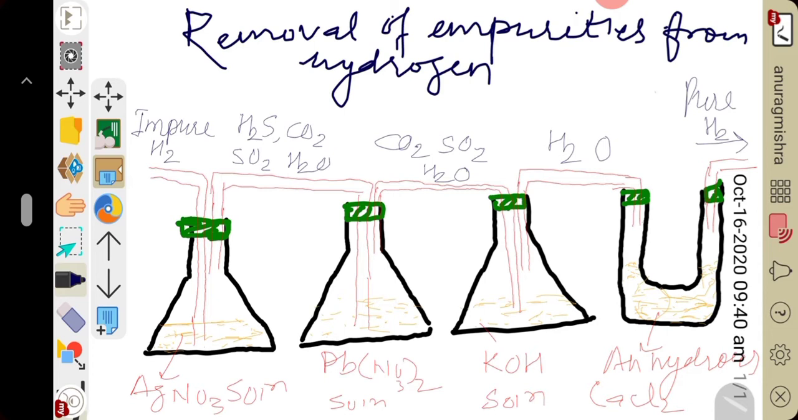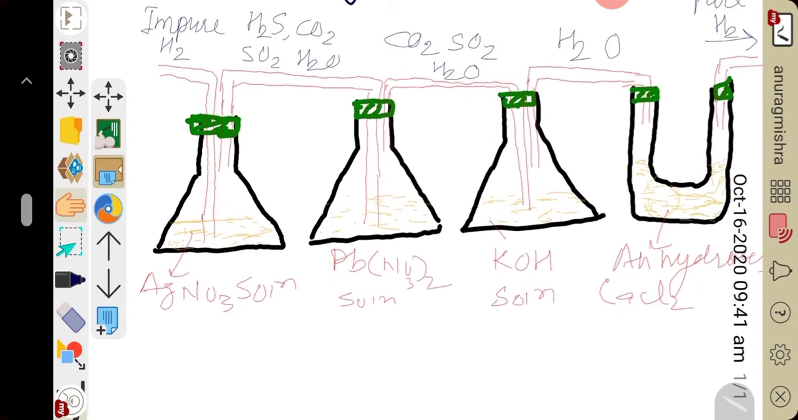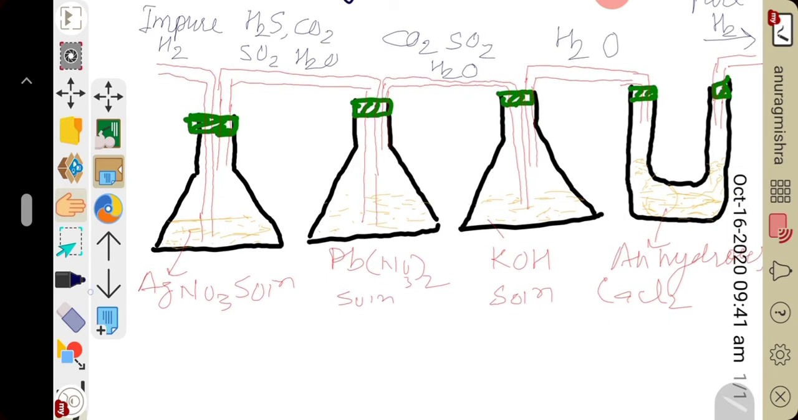First of all, we will remove impurities like arsine and phosphine. Arsine means AsH3 and phosphine means PH3. Okay, how to remove the impurity of arsine and phosphine from hydrogen gas?